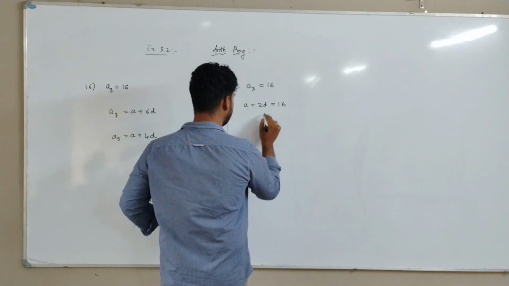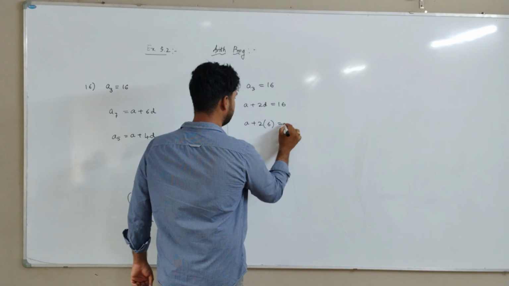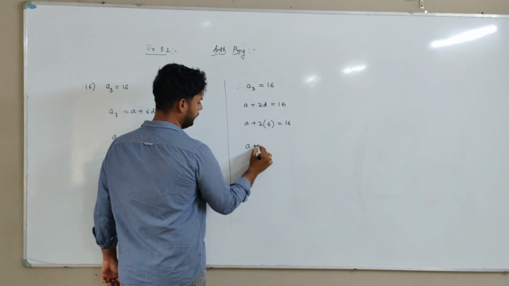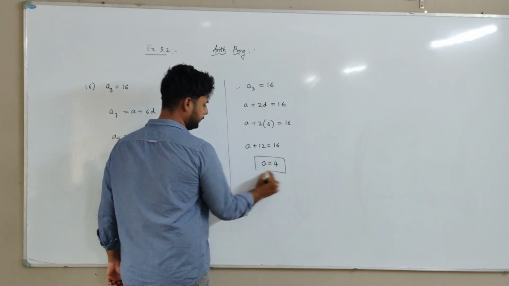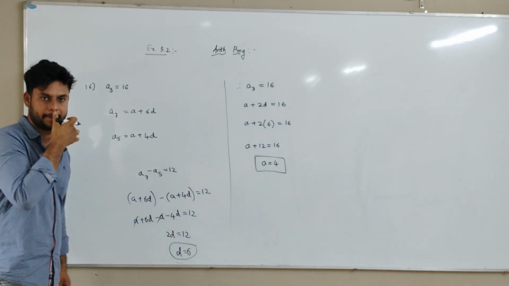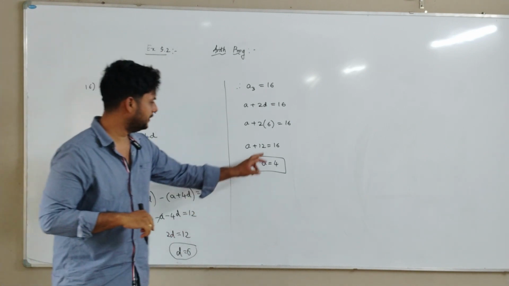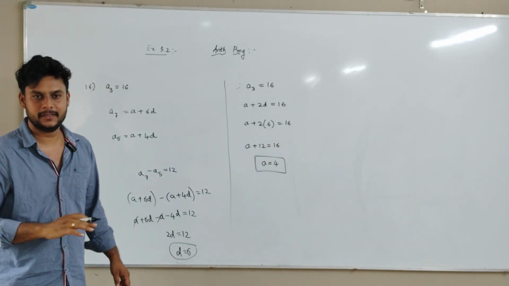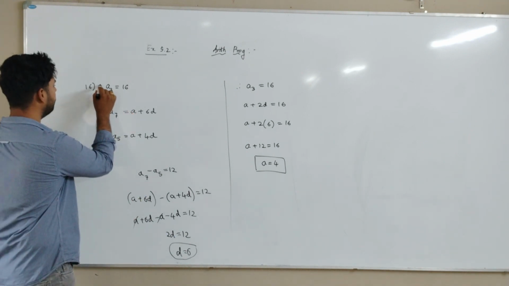D just now I found. D is how much? 6. A plus 2 into 6 is equal to 16. A plus 12 is equal to 16. A is equal to 4. 16 minus 12, 4. Understood or no? How I did? So only he gave A3. That was the use of A3.